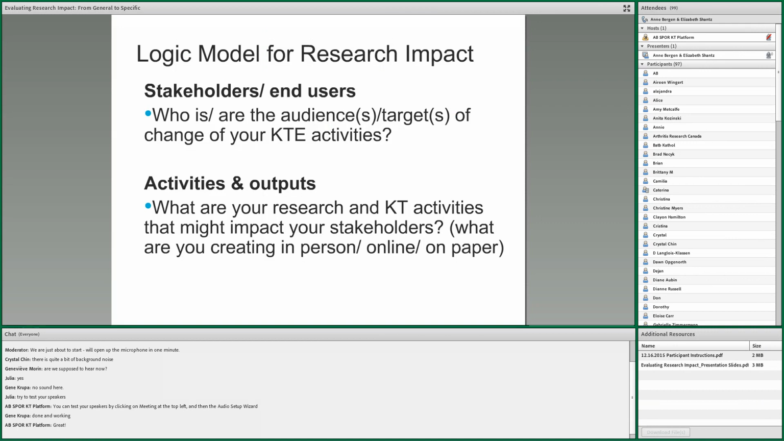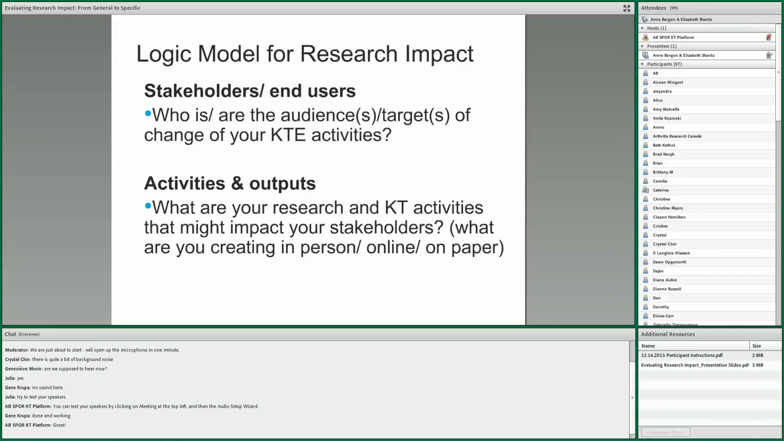When you're making a logic model, I think it's a good idea to start with the question of who are your stakeholders or end users? Who are the targets of change? Who do you expect to be impacted? Are you mainly trying to reach other researchers? Are you trying to reach a specific patient population? Are you trying to impact the public health of your entire province? Who are you trying to reach?